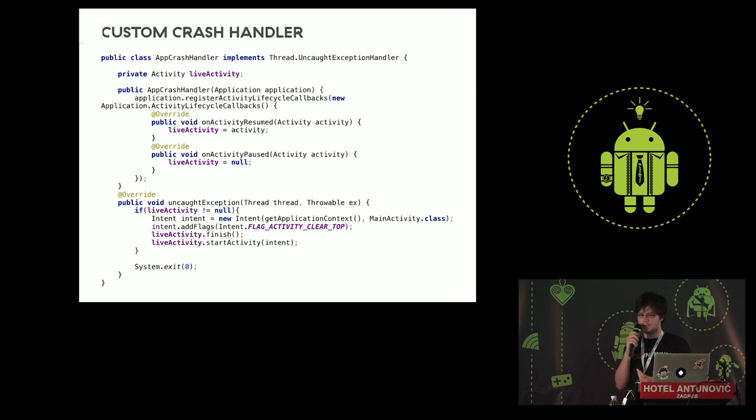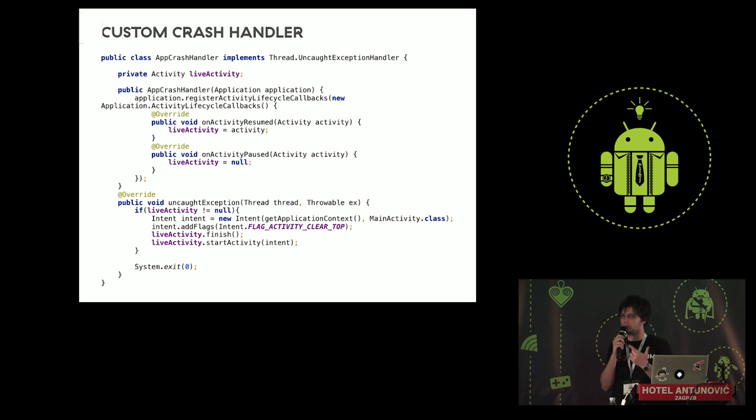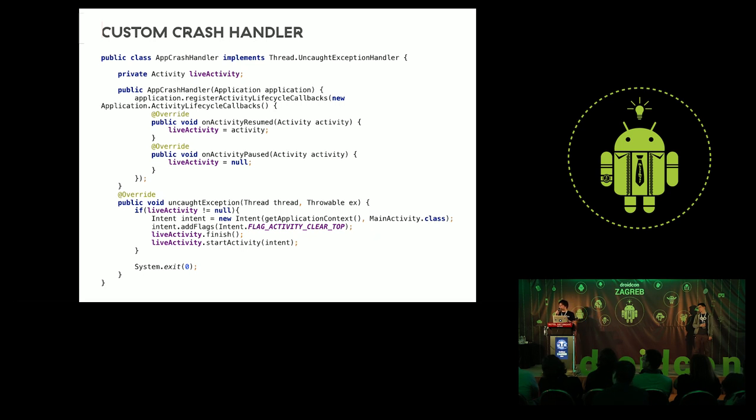The implementation is quite simple. So you just implement the uncaught exception handler interface, and here we are handling crashes in two different ways. At first we want to know if our application was in foreground or in background when the crash occurred. If it was in background, we will just kill the current process and that's it. But if the application was in foreground, we will kill the current process and restart the application on the main screen of our application.